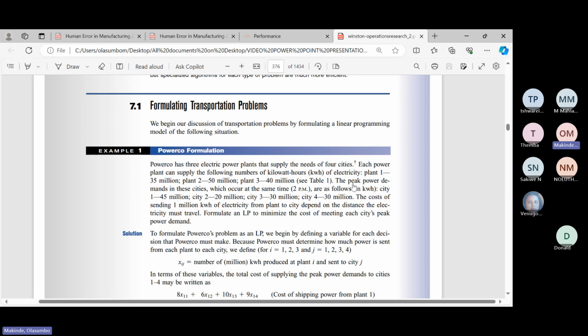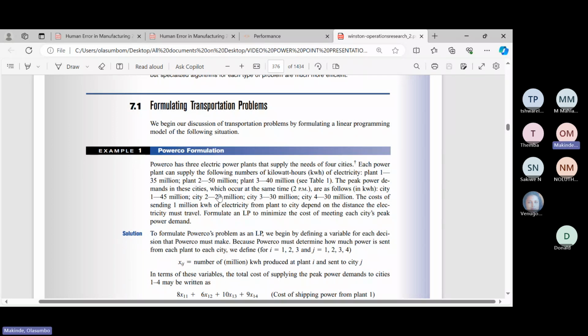So then they told us again that the peak power demand in these cities, because I told you they have done the estimate of what is the power requirement in each of the cities, which occur at the same time. They said it occurs at 2 p.m. as follows. So the peak demand as follows for city 1, maybe at a particular period of time, they require 45 million kilowatt hours of what? Electricity. So that is the demand for city 1.